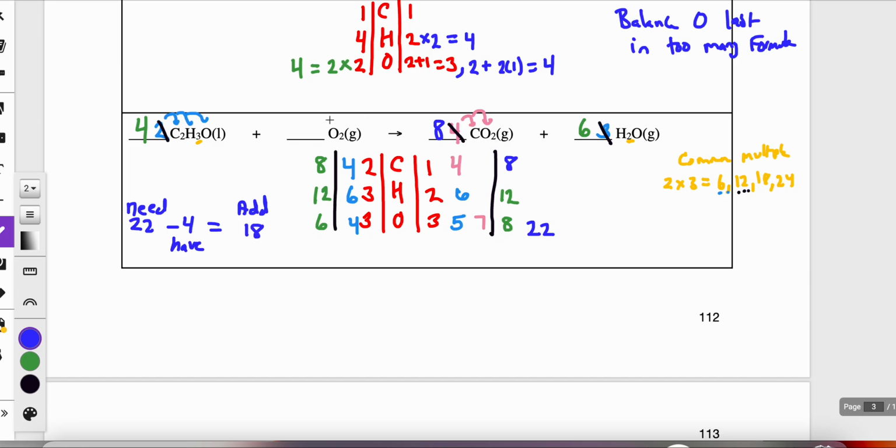And the only place I can do this is in front of the O2. And so what do I put in front of O2? I can multiply it times 2 to get to 18. So my last and final coefficient that I'm going to put in here is whatever 18 is divided by 2. So I put a 9 here, which now I have 18 oxygens here plus the 4 here, which gets me to a total of 22. Little bit of practice and you're able to do these pretty easily.